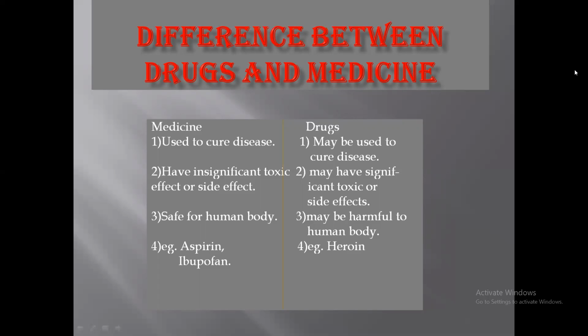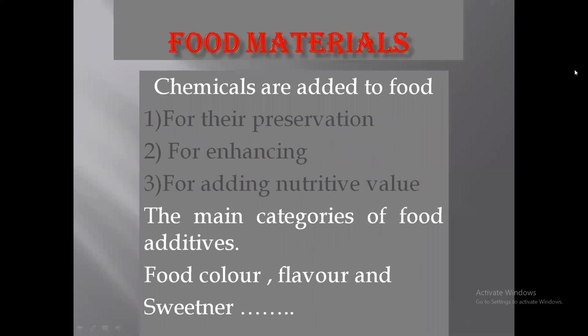Medicine is safe for the human body, but a drug may be harmful for the human body. The most common examples of medicines are paracetamol, cetirizine, and aspirin, and heroin is an example of a drug. Now we will move ahead with the second application of chemistry, food materials. Chemicals are added to food for preservation, for enhancing, and for adding nutritive value. The main categories of food additives are food color, flavor, and sweetener.